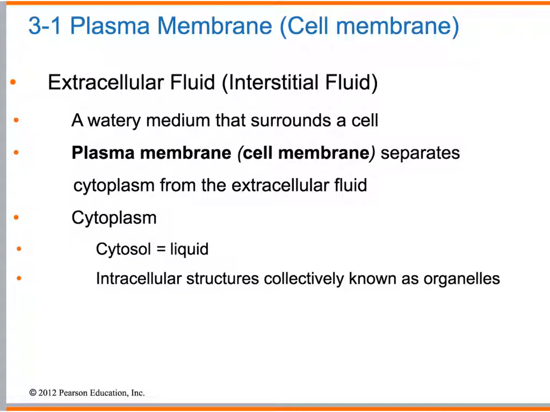Now let's go back to the cell membrane. The cell membrane, we have an extracellular fluid, ECF, and that's called interstitial fluid. It's a watery membrane that surrounds the cell. The cell membrane, plasma membrane, or plasmolemma, separates the cytoplasm from the extracellular fluid. Cytoplasm is also called cytosol. Cytosol is the liquid in the cytoplasm, and then the intracellular structures collectively are known as organelles.